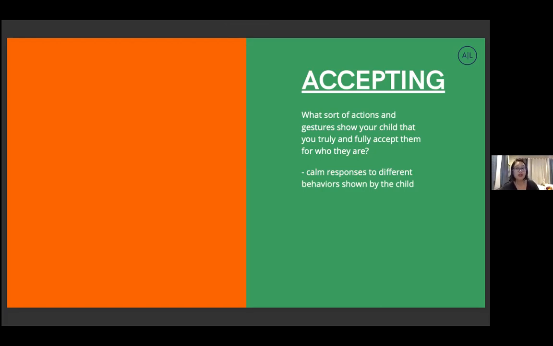Okay, so here are some responses to accepting. Calm responses to different behaviors shown by the child. Let's say your child spills water on the floor and your floor is carpeted. It's really hard to clean, and let's say you just finished general cleaning. Then that happened.